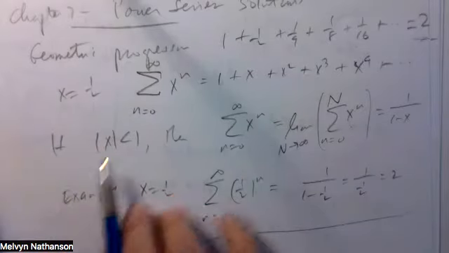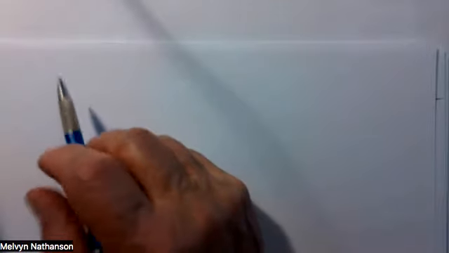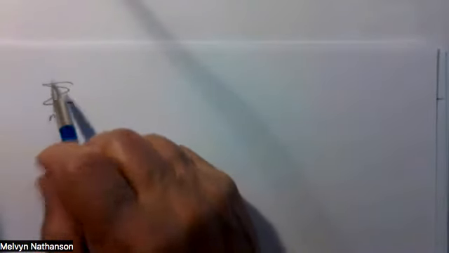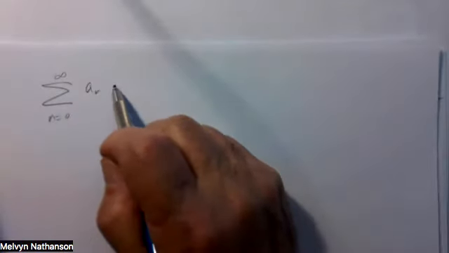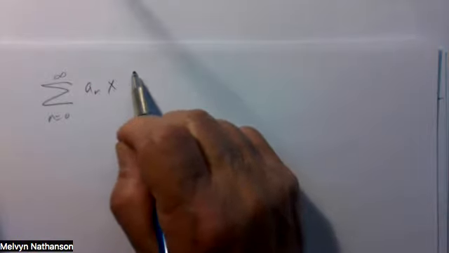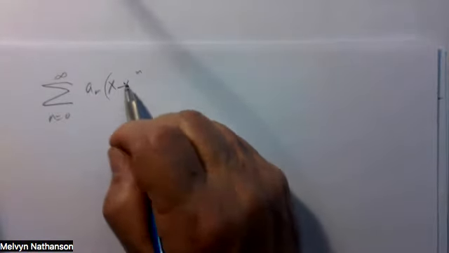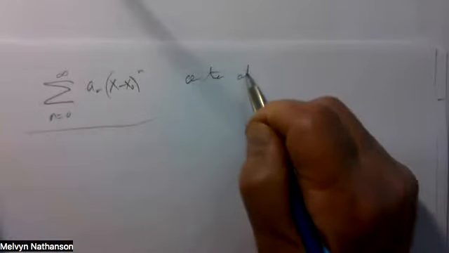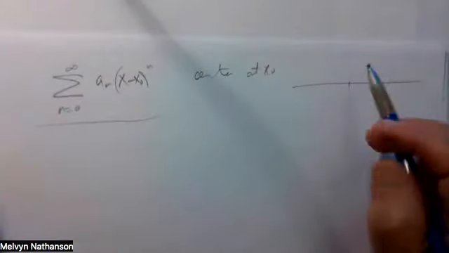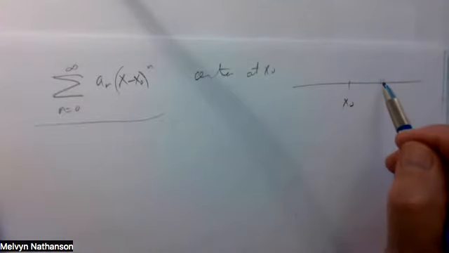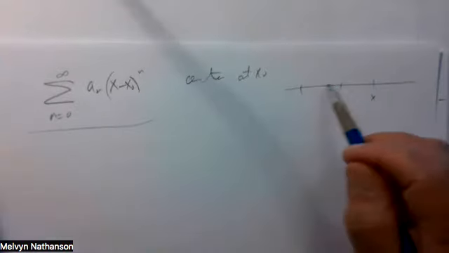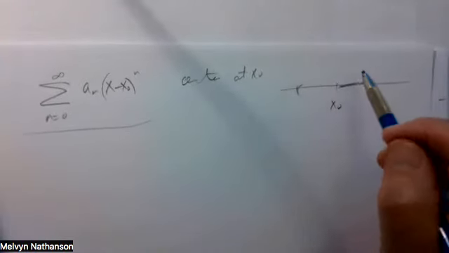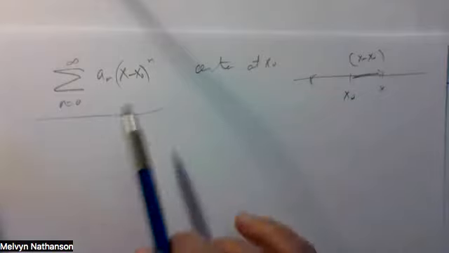So in general, a power series is an infinite series of the following form. This is the sum, n goes from 0 to infinity, of a sub n times, sometimes it's x to the n, but more generally, we write it as x minus x0 to the n. This is a power series with center at the point x0. So you can think of this on the number line: here's x0. And if you take a number x close to x0, and you look at this difference, x minus x0, it may happen that this infinite series converges.